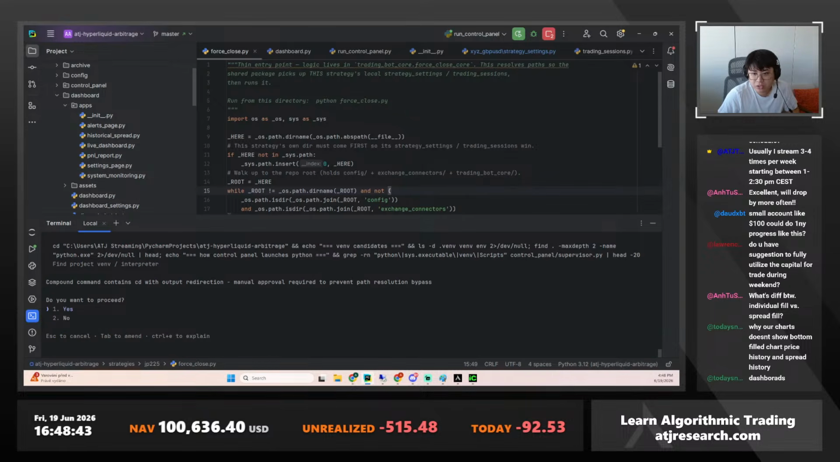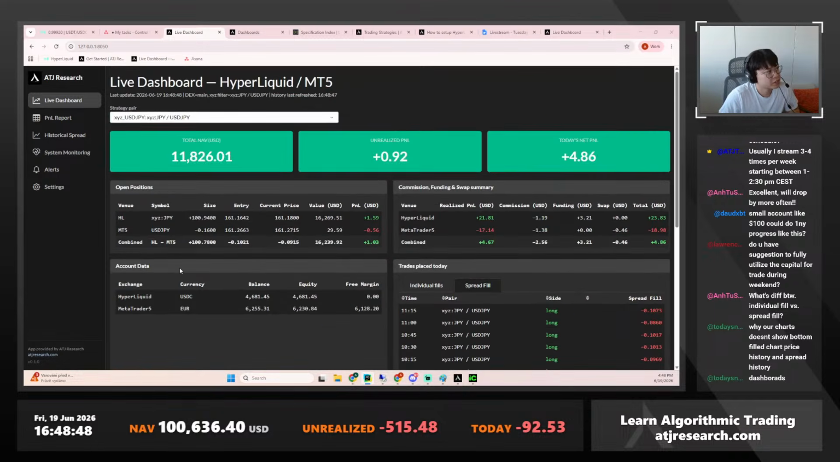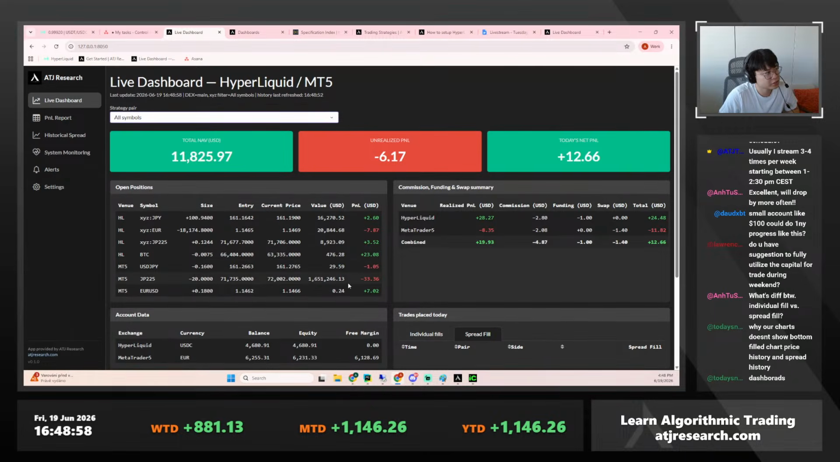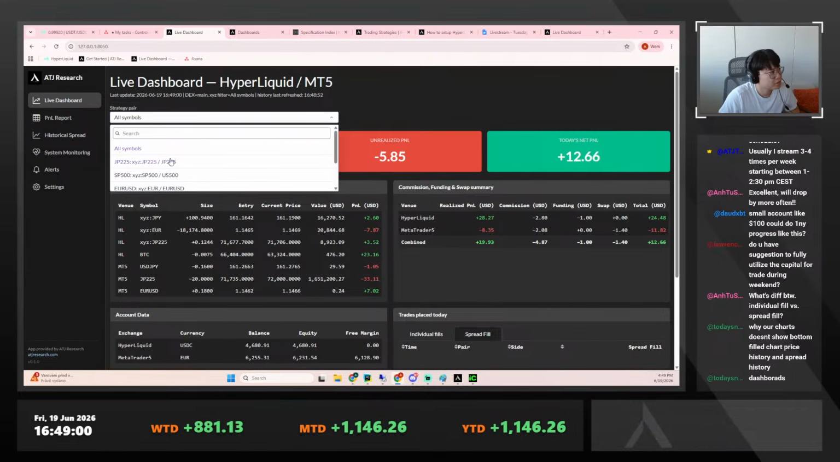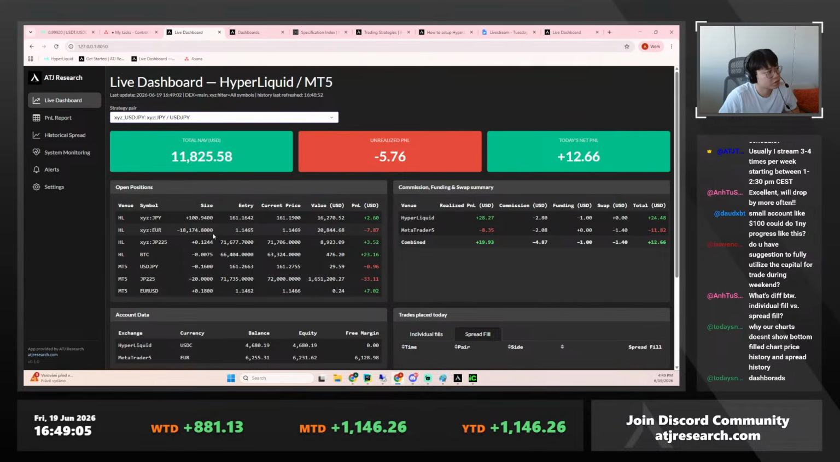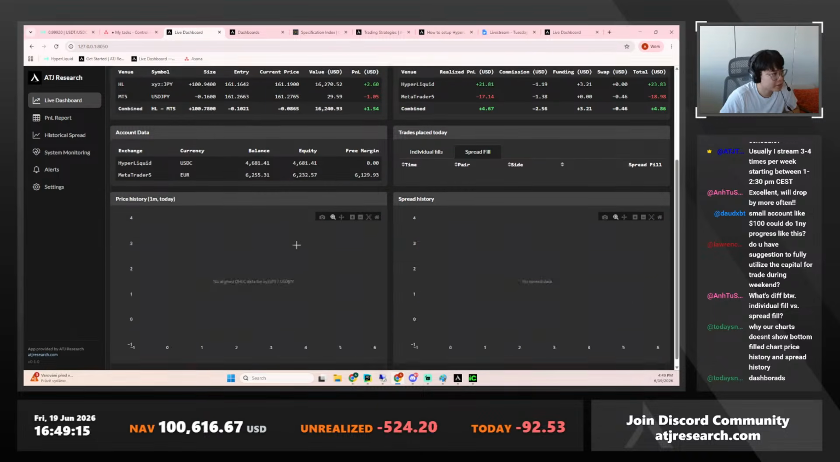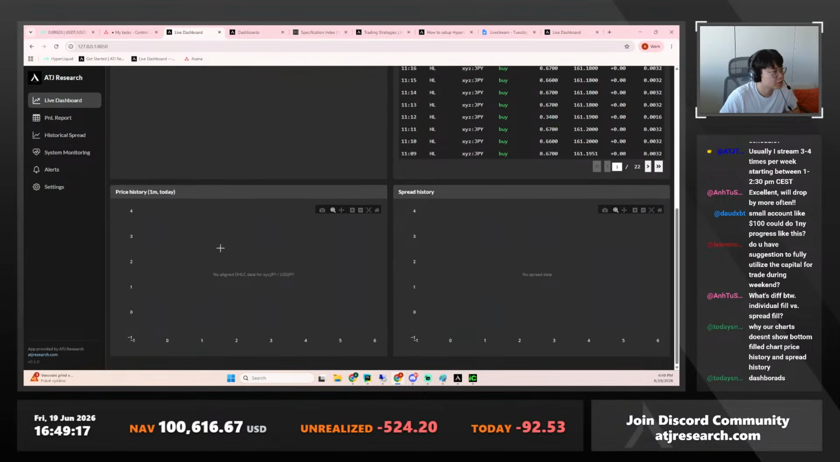Question: why don't our charts show the bottom fill price chart history and spread history? Well, I have a question. Do you have all symbols enabled? Because you can't compute the individual fills if you have all the symbols. So maybe if you filter by, let's say, USD JPY here, it then filters out all the trades for that specific symbol or strategy that you trade. And then it will compute the average entry prices, right? And the individual fills for your asset.